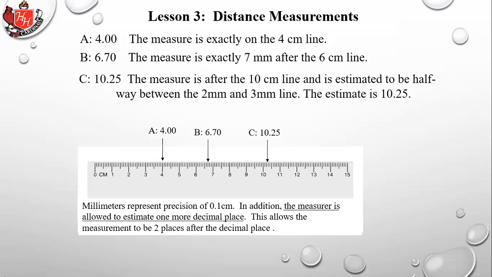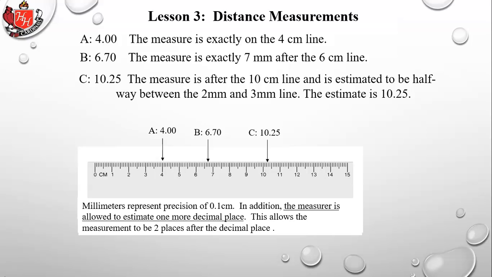Okay, C. 10.25. The measure is after the 10 centimeter line and is estimated to be halfway between the 2 and 3 millimeter line after the 10 centimeter line. So you estimate, I think it's halfway between 2 and 3. That means it would be 10.25. Halfway between 2 and 3.